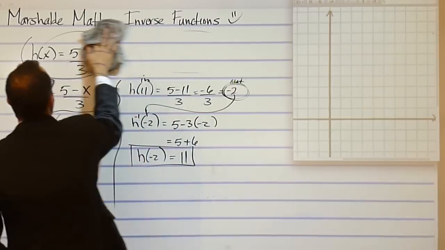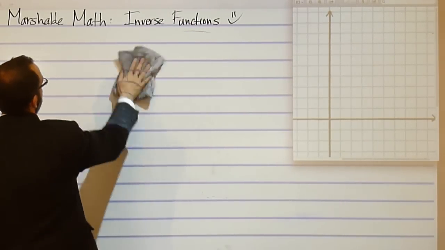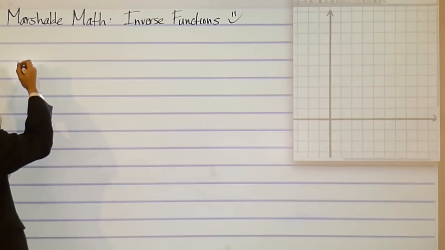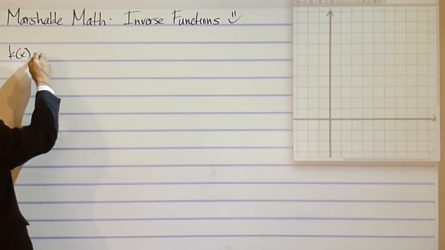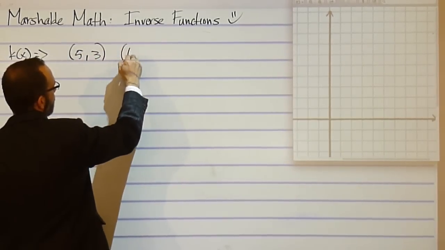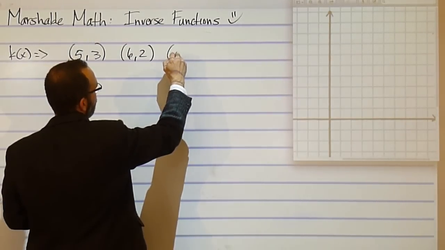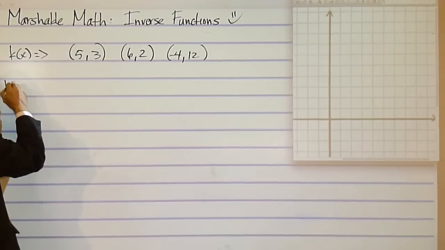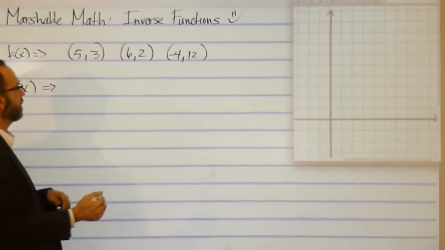Let's pretend we just had some ordered pairs. If I just gave a function that was nothing more than some ordered pairs, let's call it k of x. k of x is just some function that produces 5 and 3, and then it also produces a 6 and a 2, and then it also produces a negative 4 and a 12. What does the inverse function produce? Well, all we're going to do is swap the domains and ranges.